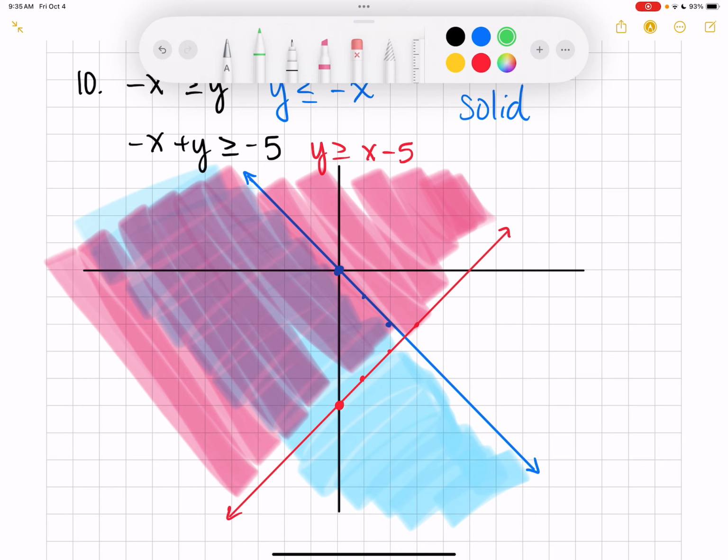So where's my solution? There. The part that's purple-ish.